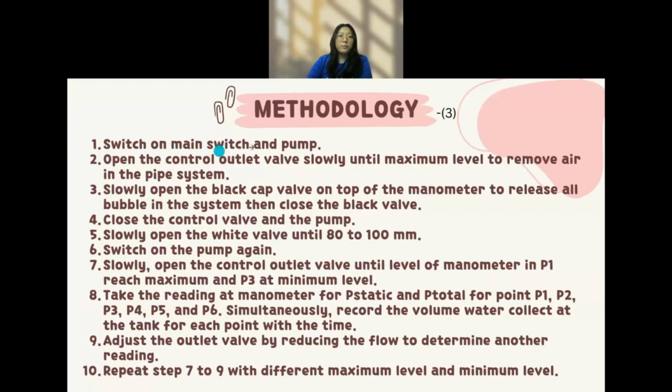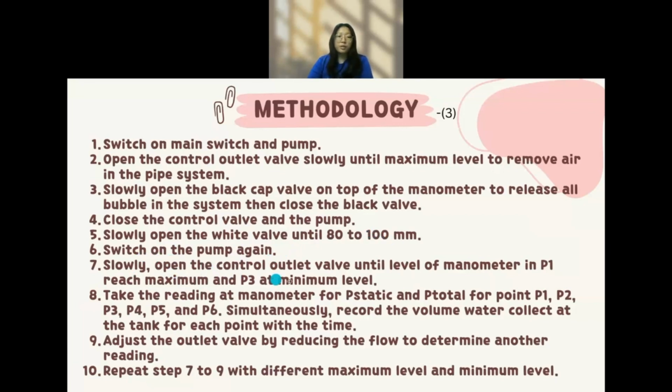First, switch on the main switch and pump. Open the control outlet valve slowly until maximum level to remove the air in the pipe system. Slowly open the black cap valve on the top of the manometer to release all the bubbles in the system. Then close the valve. Close the control valve and the pump. Slowly open the white valve until it reaches 100 millimeter. Switch on the pump again.